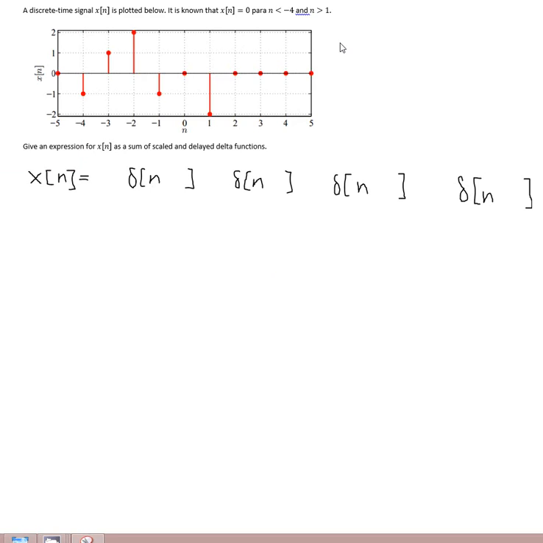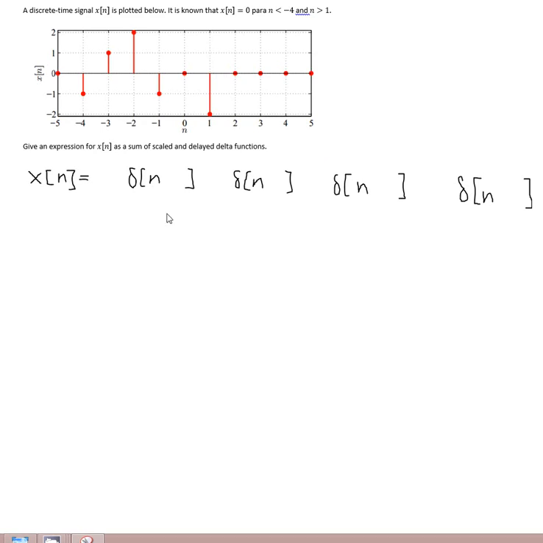I have a discrete time signal x of n plotted below, and it's known that x of n equals 0 for n less than -4 and n greater than 1. Give an expression for x of n as a sum of scaled and delayed delta functions.